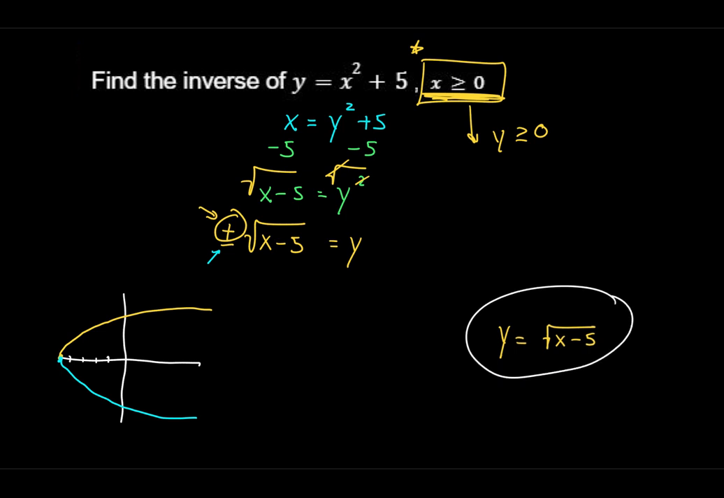However, if this was not included in the original problem, then the inverse would consist of the plus and the minus here. So to summarize, without the stipulation of x greater than or equal to 0, the answer is just y equals plus or minus the square root of x minus 5. But with the addition of that restriction, we are just taking the positive version.